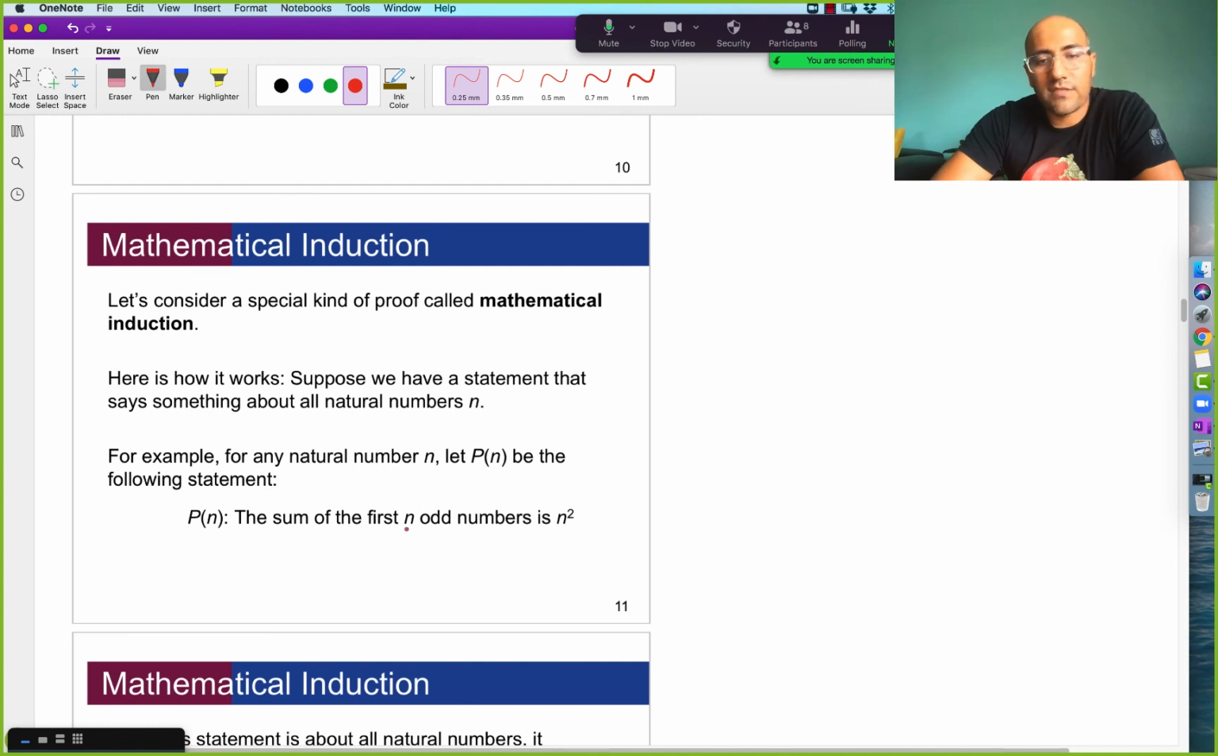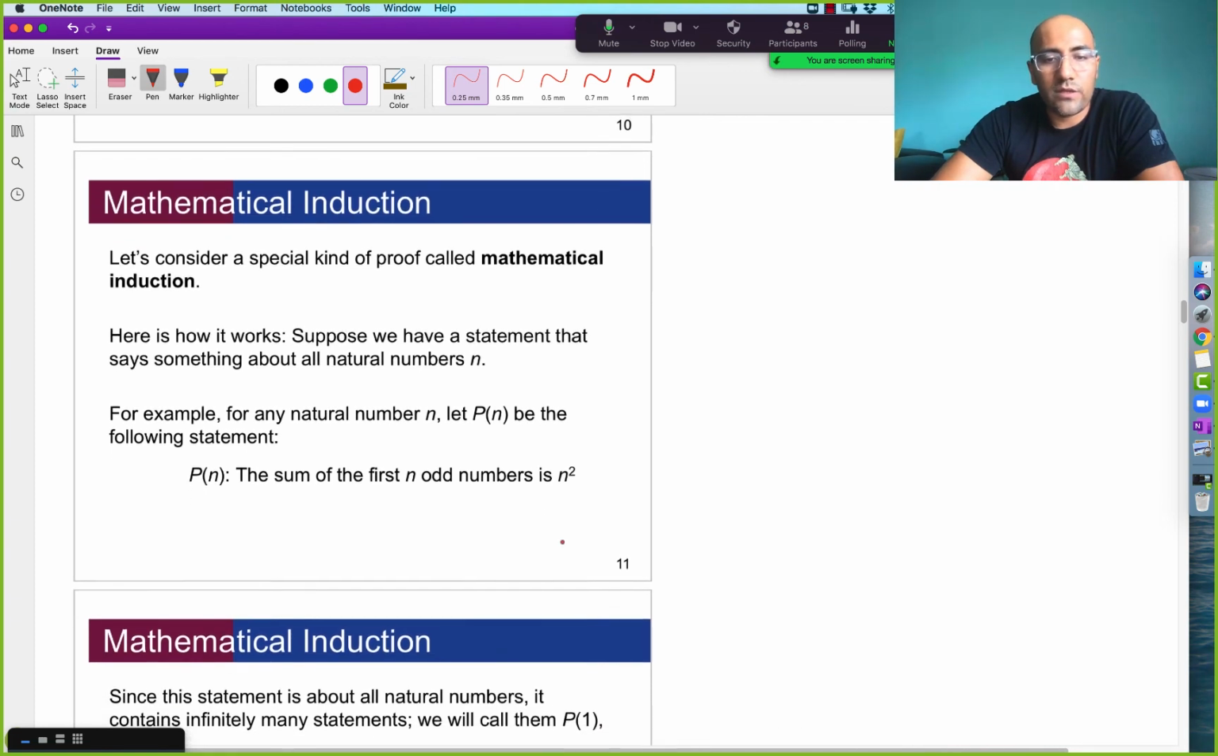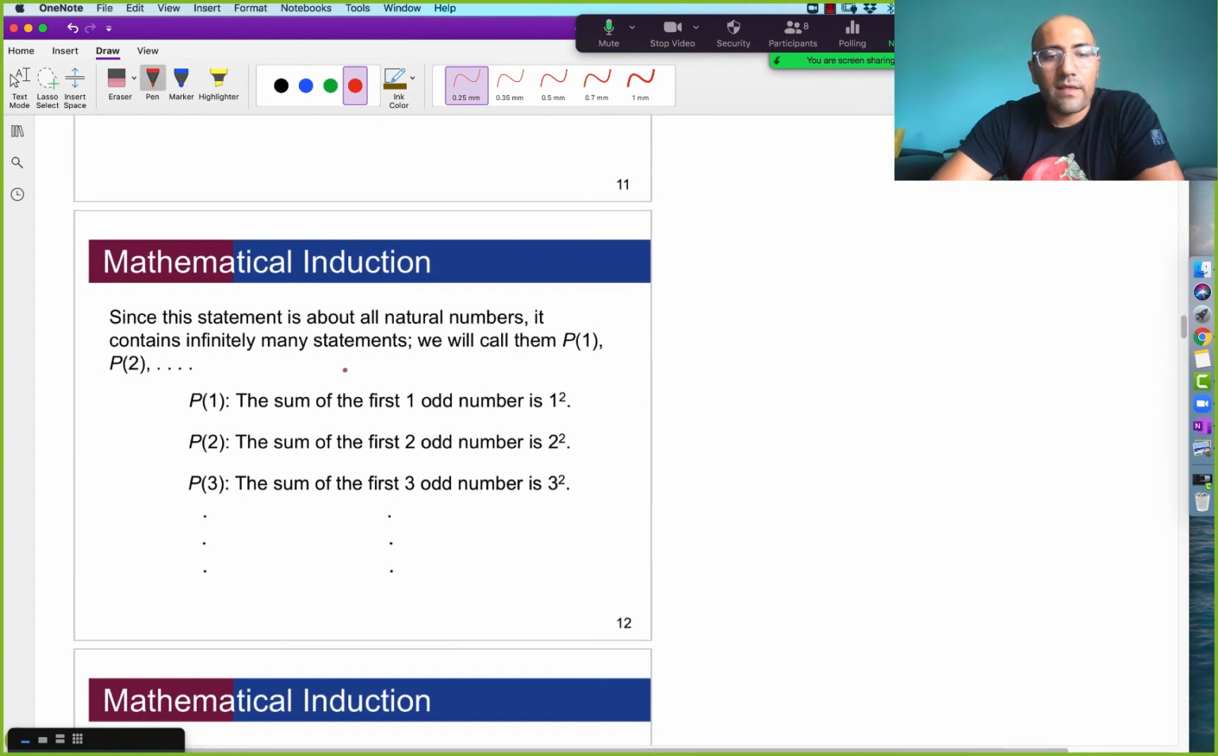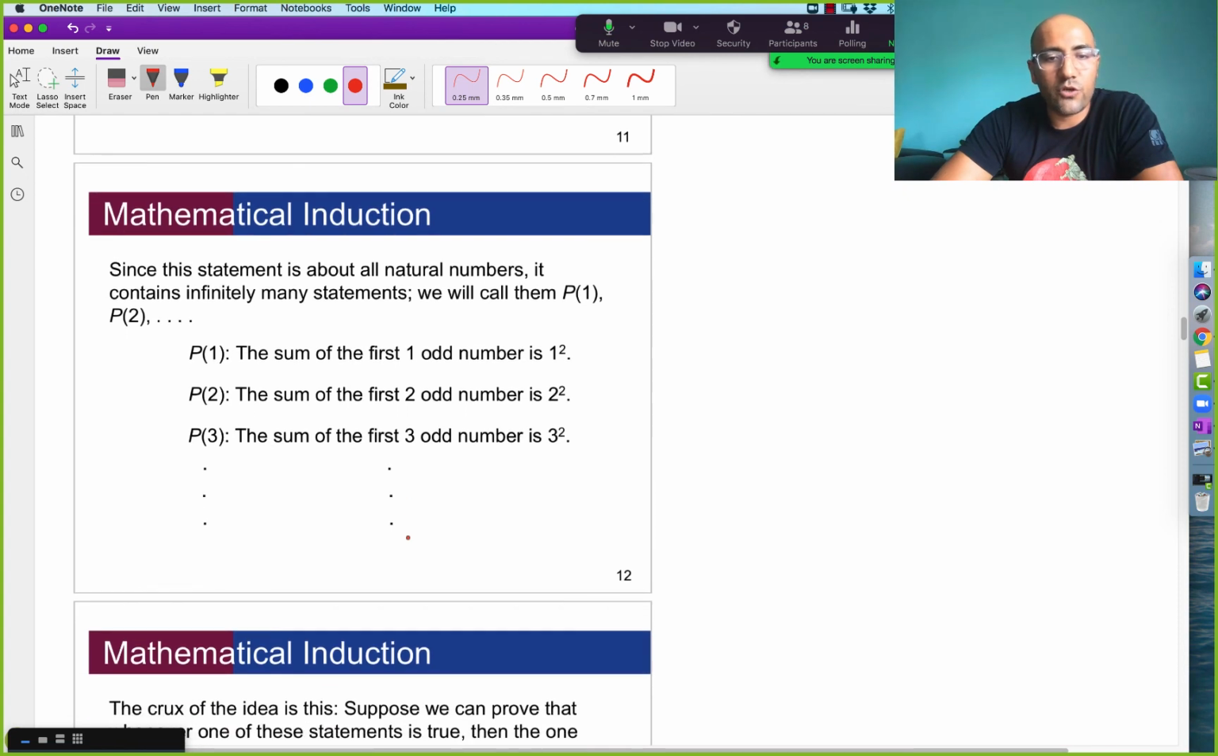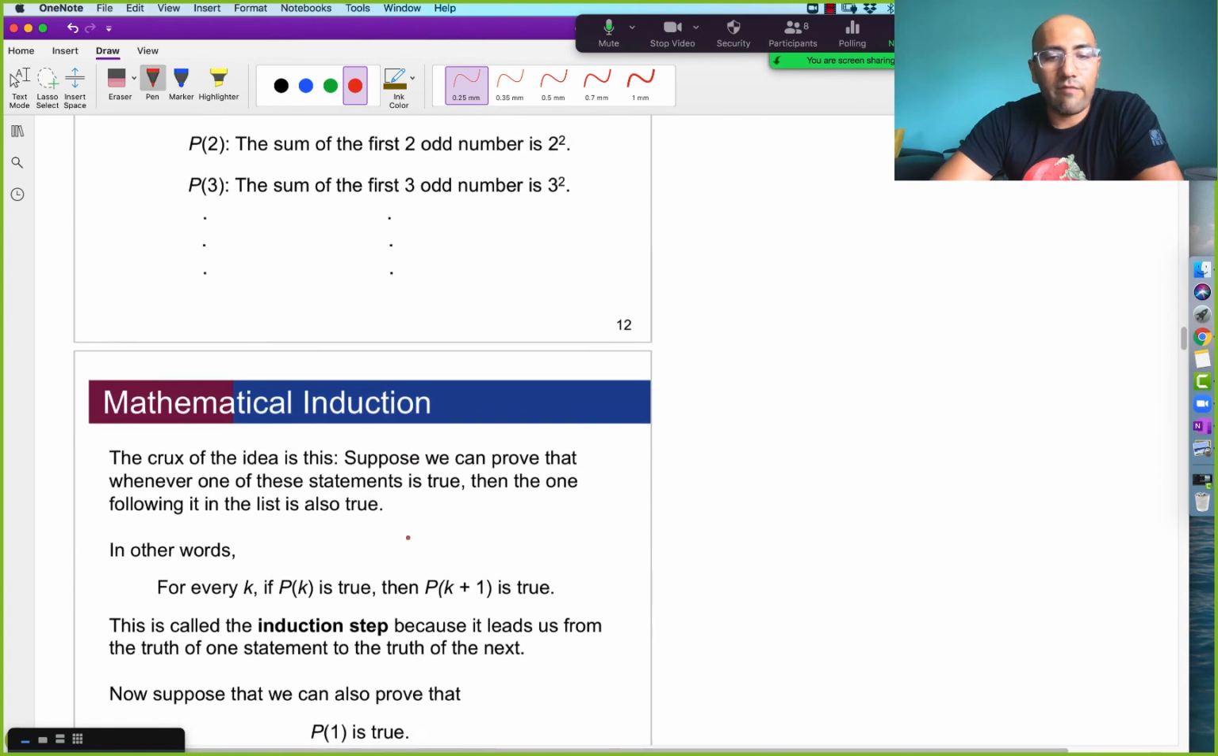The sum of the first n odd numbers is n squared, right? So that's the example we were working with. We're trying to show that this is true, then it must be true for all natural numbers, right? P of 1, the sum of the first odd numbers is 1 squared. P of 2, the sum of the first 2 odd numbers is 2 squared, and so on and so forth, right? And we're trying to show that this is true for all values.